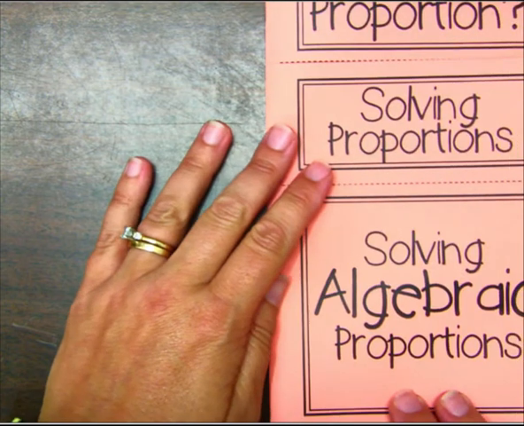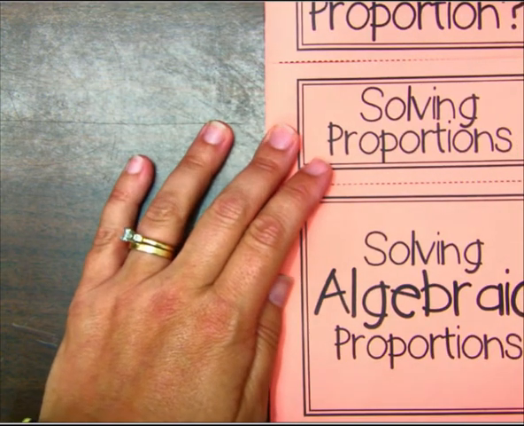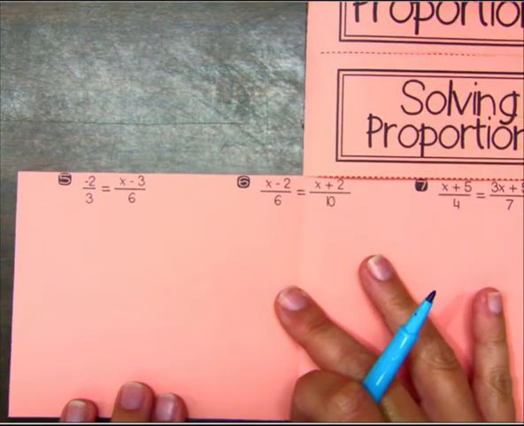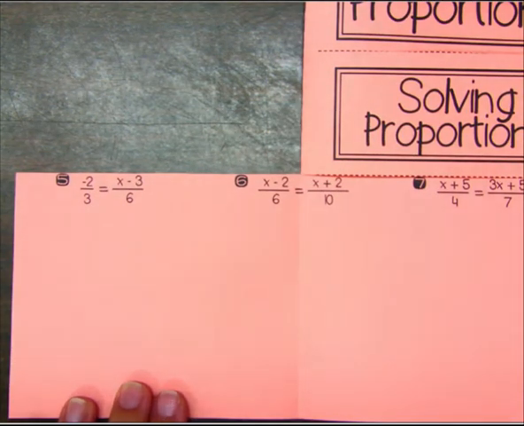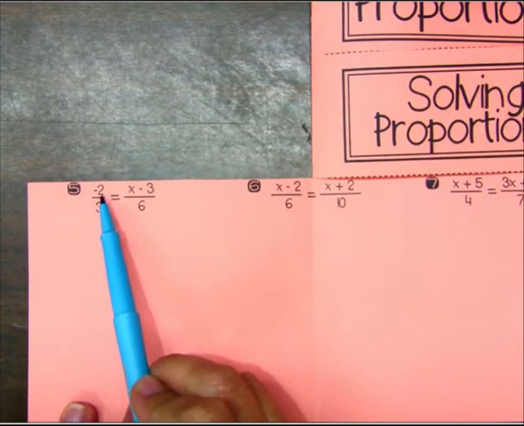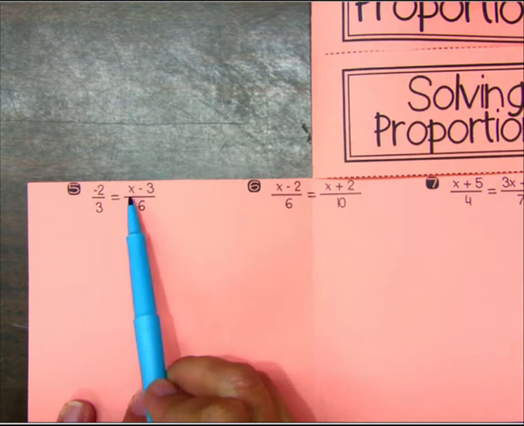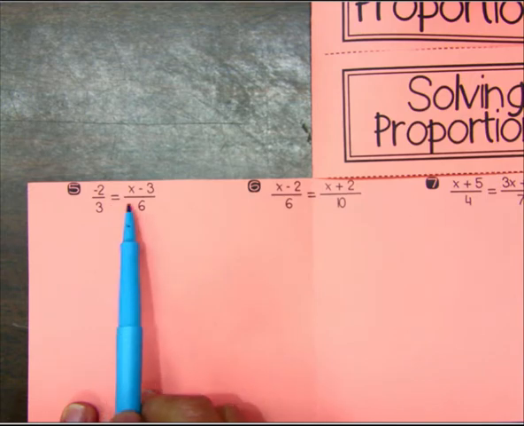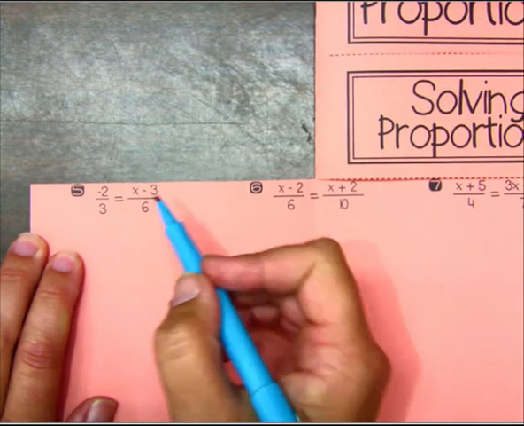All right, the last section that we're going to look at is solving algebraic proportions. And really the only difference here is that instead of having single numbers or variables, we're going to have some more algebraic expression type things. So if we look at this first one, we have negative 2/3 is equal to x minus 3 over 6. It's a proportion because we have one fraction equal to the other fraction. And so we can go ahead and cross multiply.